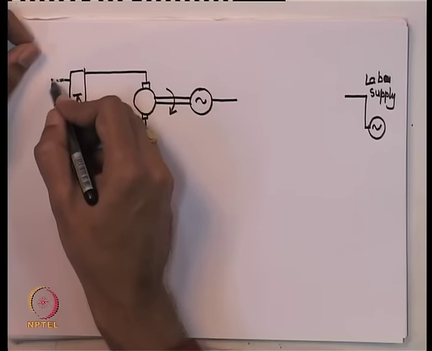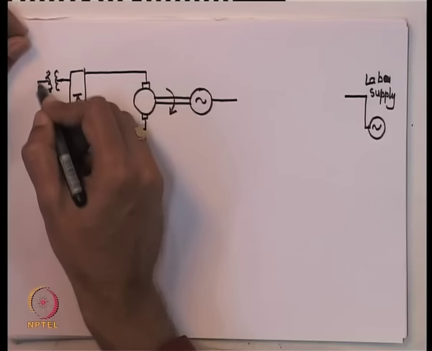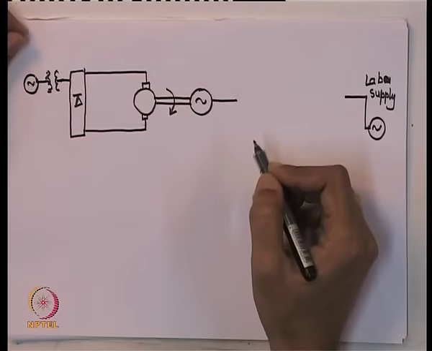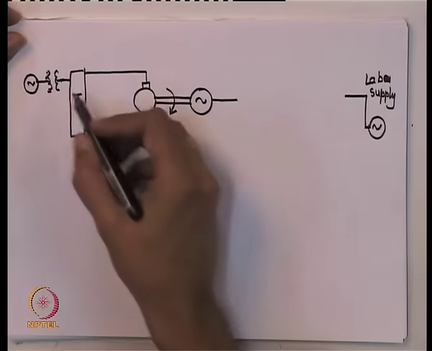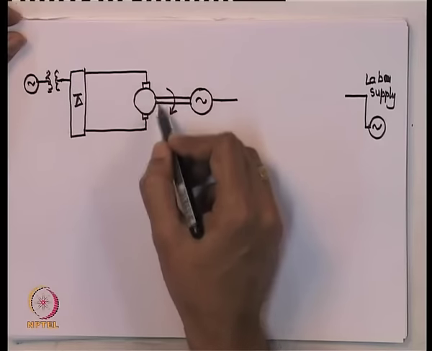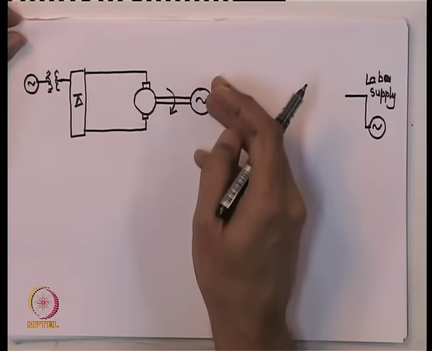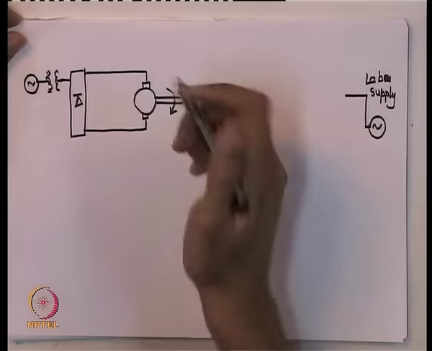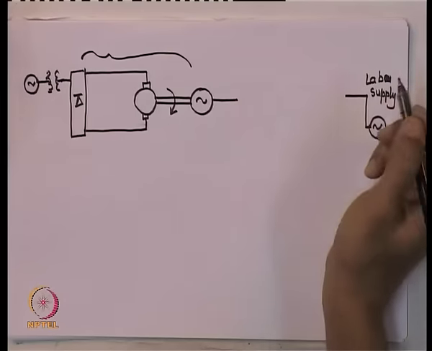Which gets its supply from a transformer, which is again being fed from the laboratory supply. So, what you have here is the laboratory supply is supplying power to the DC machine. The DC machine runs as a prime mover to the synchronous machine and eventually of course, we will put this power back to the lab supply. In a real system, this would be a turbine, a steam or hydro turbine.